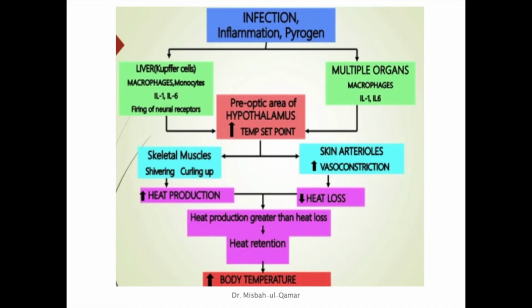And you must be familiar with the term antipyretics. Now, these antipyretics are the drugs which decrease the formation of this prostaglandin E2. For example, aspirin. And this is how they reduce fever.